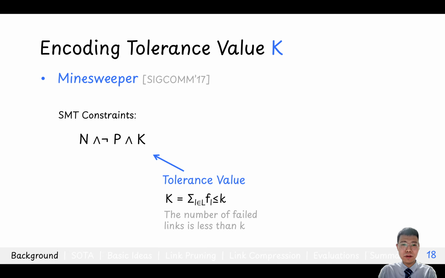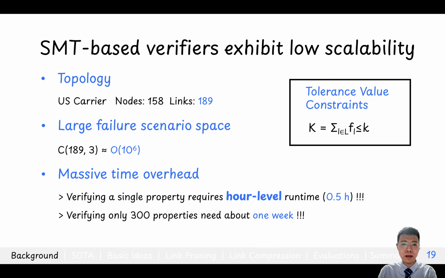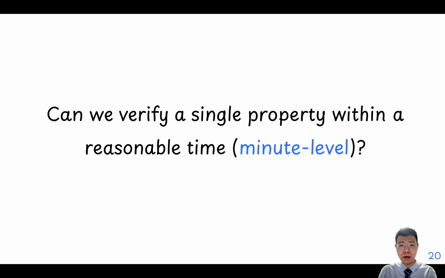For encoding the tolerance value, Minesweeper encodes it as the number of failed links being less than k. But unfortunately, the encoding method of the tolerance value leads to a scalability problem for SMT-based verifiers. For example, in a real carrier topology with 192 links, by selecting 3 failed links, the SMT solver may need to explore up to 1 million link failure combinations. As a result, verifying a single property can take around half an hour, and verifying 300 intents may take up to a week. So, can we verify a single property at a minute level?